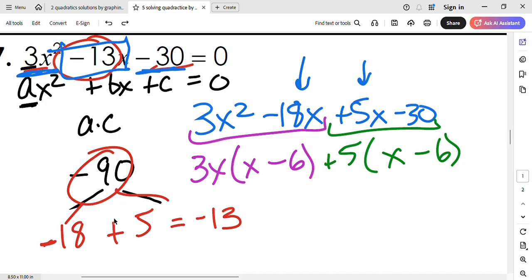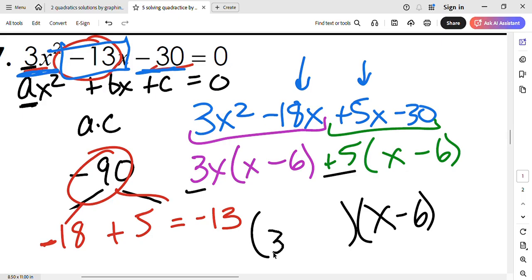But I have one more step to do. It's the rewrite, so hopefully you don't lose me on this just yet. X minus 6 is one of the parts. The other part is the outsides here and here: 3x plus 5 equals 0, and I use my zero product rule again. I'm not going to move forward just yet. Just think about what I did.